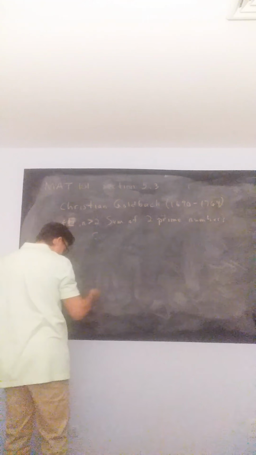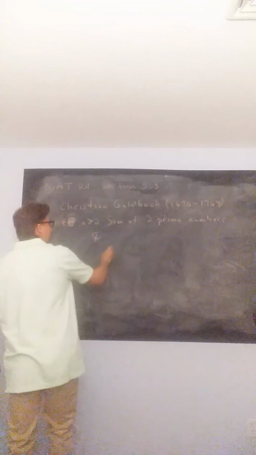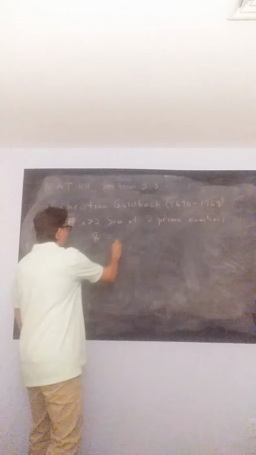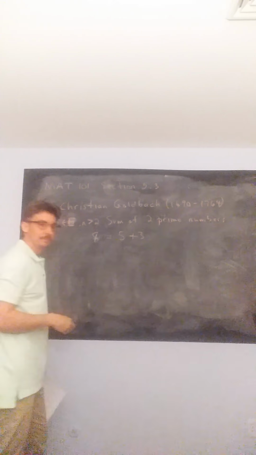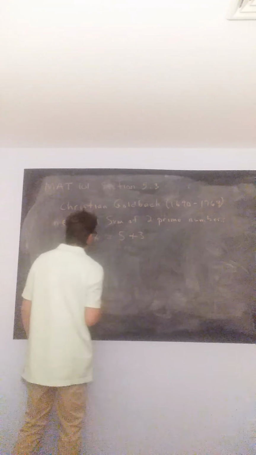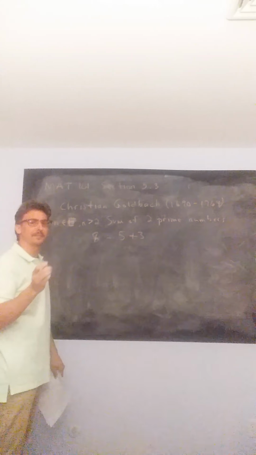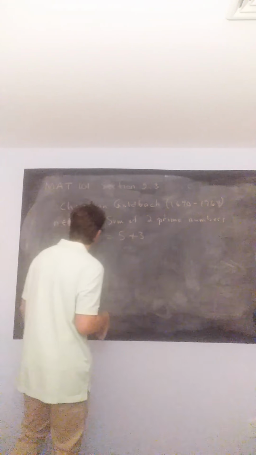So here's an even number, 8. See, I told you I'd be breaking chalk left and right. Here's an even number, 8. And we can write this as the sum of 2 prime numbers. This is a quite easy one because it's a small number. We can write 8 as 5 plus 3. These are 2 prime numbers. We can't say 7 and 1 though, because 7 is prime, but 1, remember, is classified as neither prime nor composite. So we can't use that.